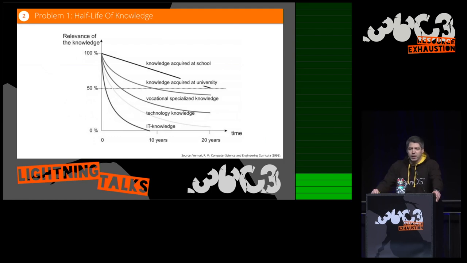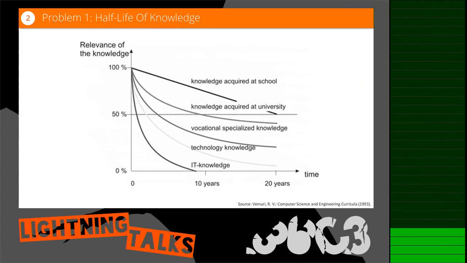The problem that I see is that in more and more knowledge domains, the half-life of knowledge gets shorter and shorter. It's not so much the fact if we talk about knowledge that you acquire at school, about history, things like that. But if we think about especially technology and IT knowledge, the half-life gets shorter and shorter. This means that we have to learn on an ongoing basis and also in a systematic way.